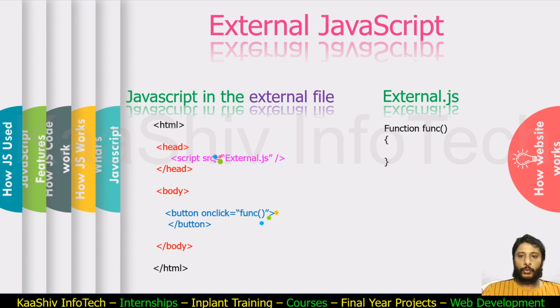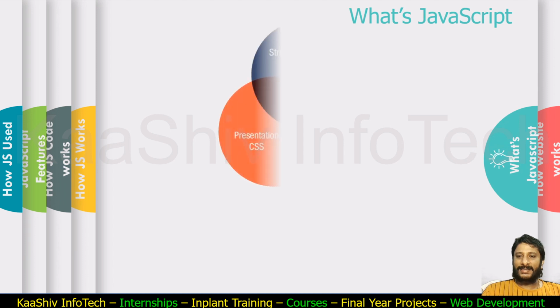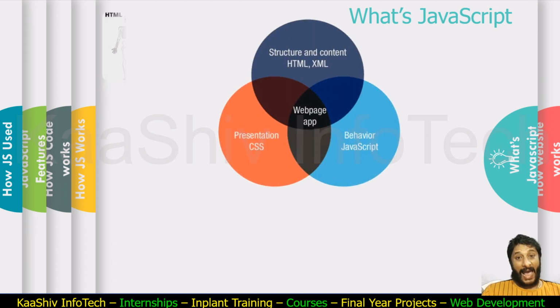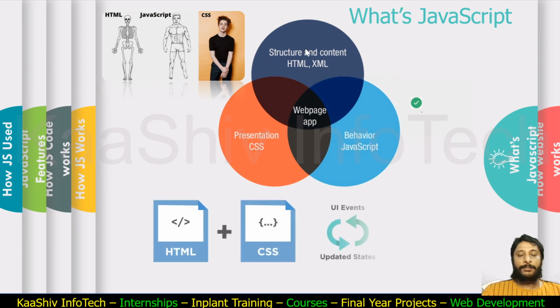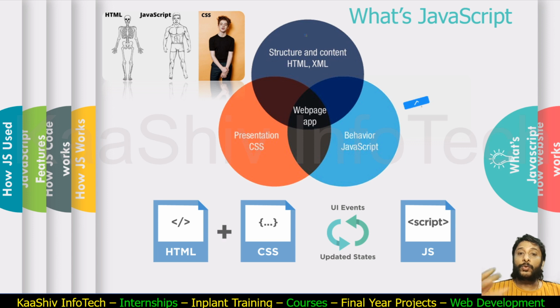Now let's move on to the next concept of what is JavaScript. As I told you, you got JavaScript, you got the HTML. The HTML is structure. It will create your structure. HTML will provide the structure. And for animations and effects and everything, you got your CSS. You got a presentation. And how it works, the behavior is given by your JavaScript.